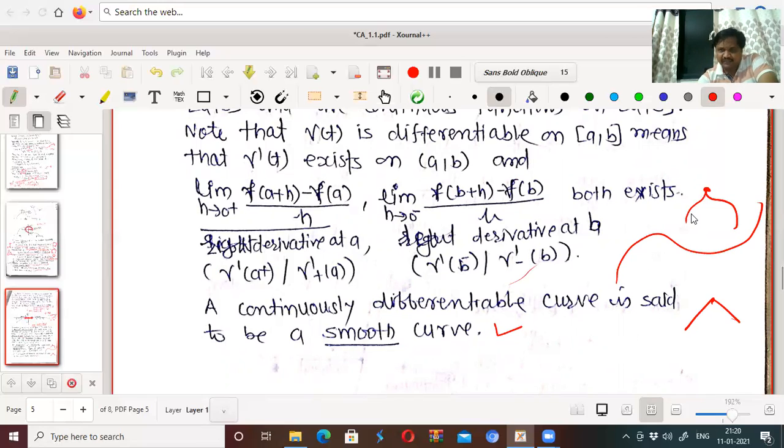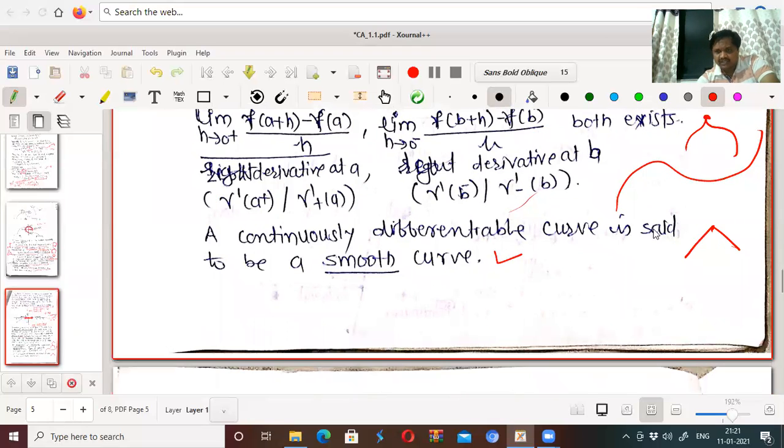That means what? Because at this point the derivative is not continuous here. x dash t and y dash t are not continuous. Actually the derivative does not exist here. The left hand limit and right hand limit do not agree. At a corner point the function is not differentiable. Or you can say that as it is not differentiable, it is not continuous also. So such curves are not called smooth curves.